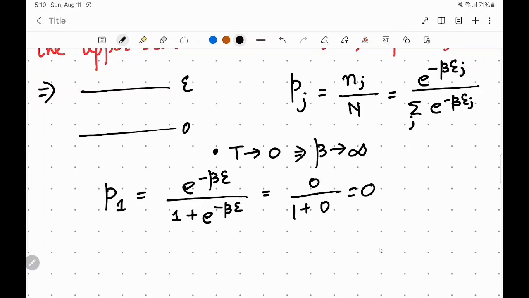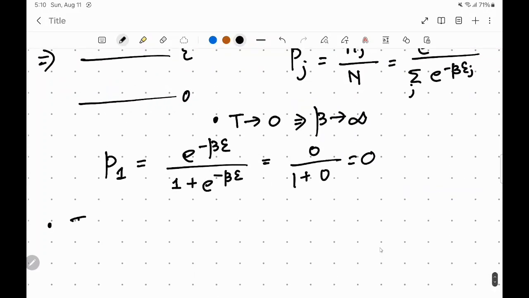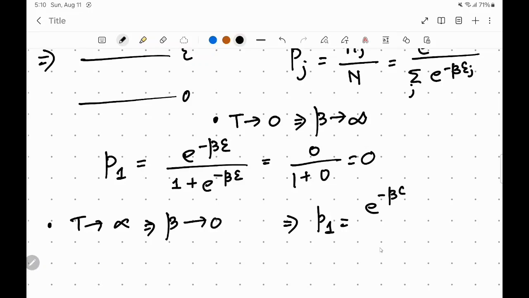And the reverse case, T tends to infinity means beta tends to 0. So again, P1 will be e to the power minus 0 over 1 plus e to the power minus 0. This formula is general. So P1 will be 1 over 2. So that will be the answer.